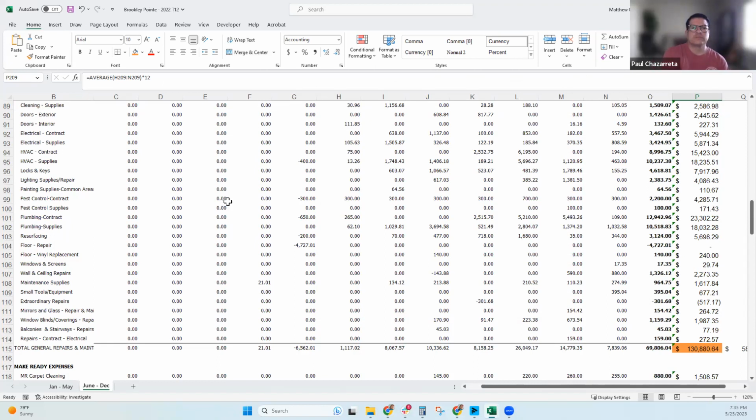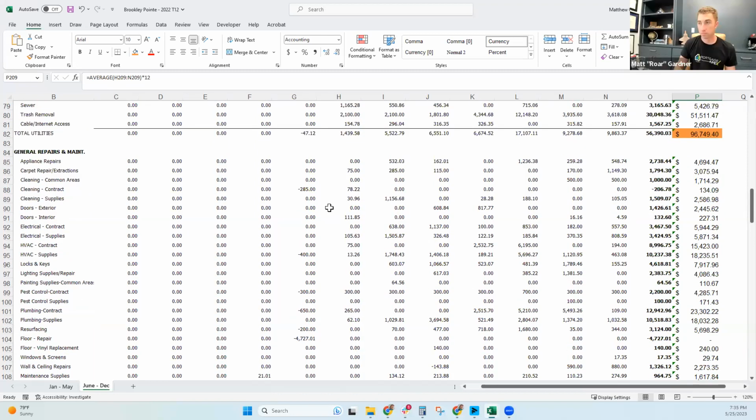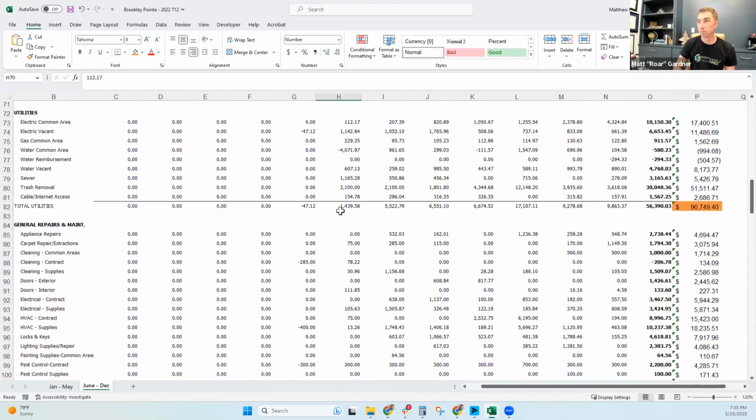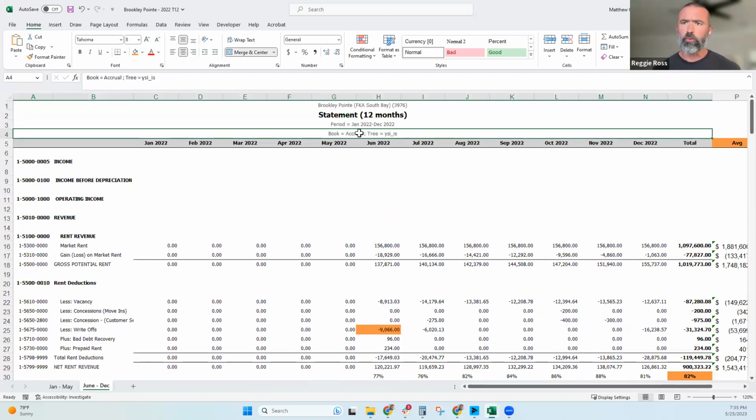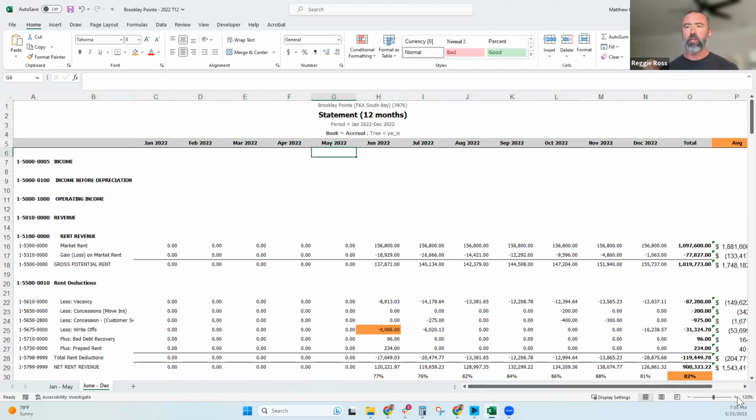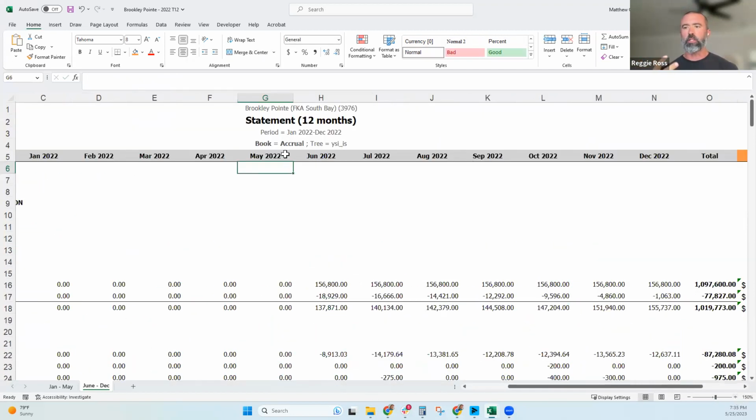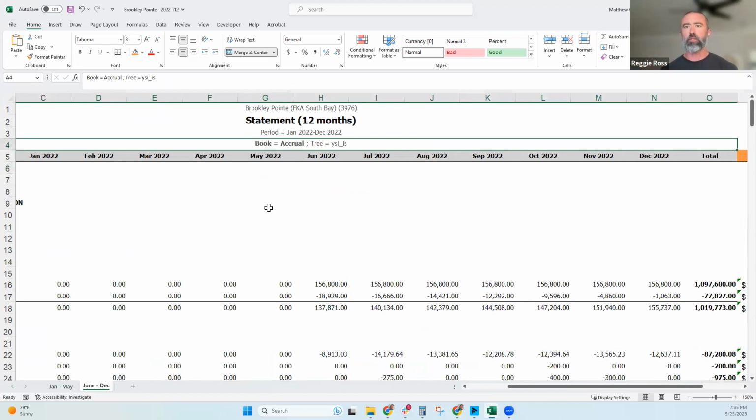Josh, Reggie, any other additions for T12 you want to highlight here? Yeah, I did want to mention, if you scroll all the way up and look at the very top of this spreadsheet, on row 4, this tells you that this is an accrual based T12. If you're familiar with accounting, there are 2 systems to record income and expenses. One's accrual, one's cash based. That's important to know, and both are handy and valuable.